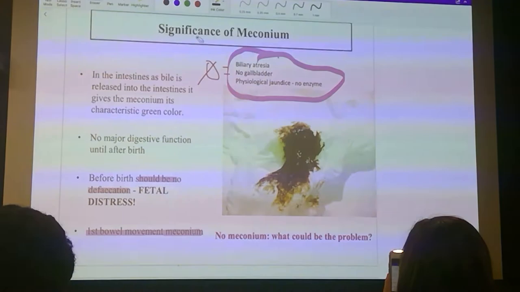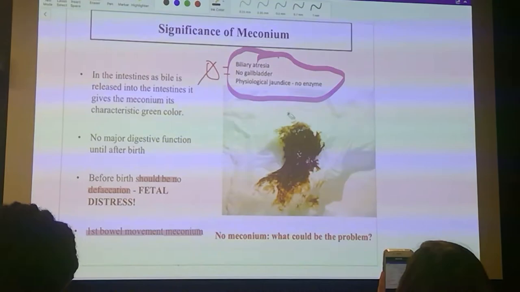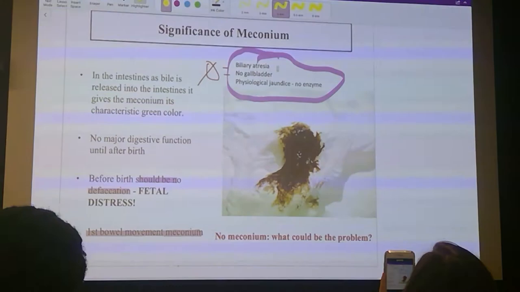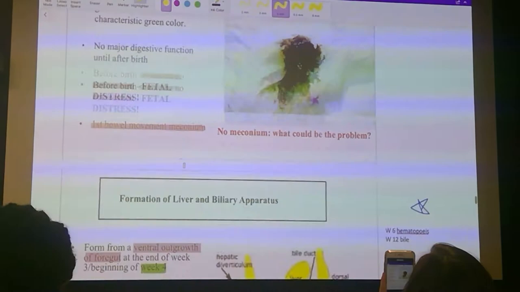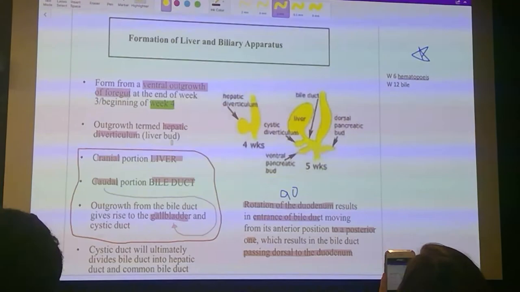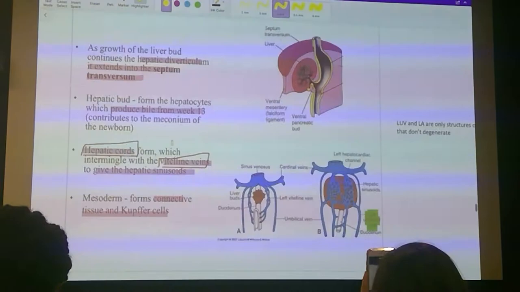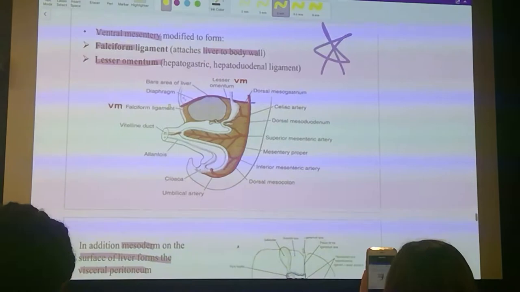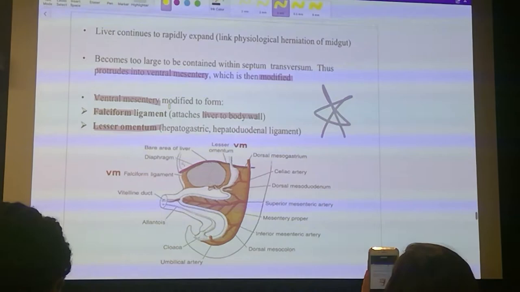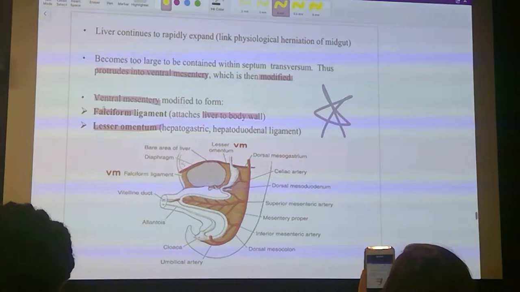so just know meconium is the first poop that the baby does, and in order to have this, you need bile. So if the baby has problems with their gallbladder, they will not have meconium. So the cranial portion is liver, caudal portion is bile ducts. I think I have to ask about the falciform ligament that attaches the liver to the body wall. So just know that the falciform ligament attaches the liver to the body wall.